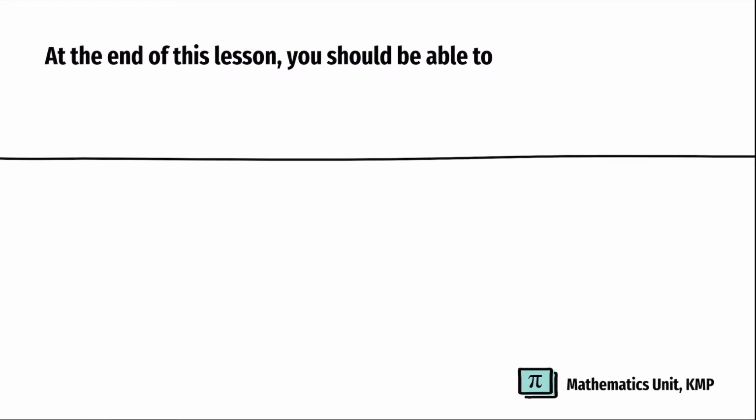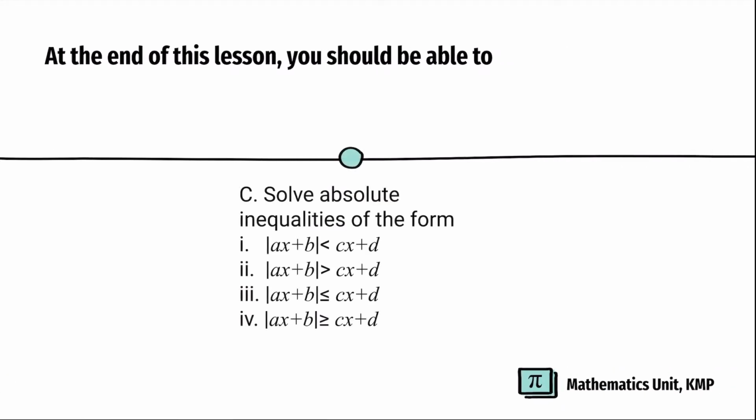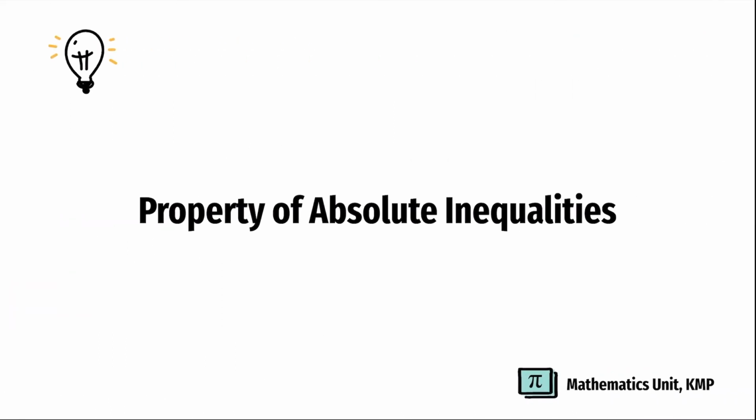At the end of this lesson, you should be able to solve absolute inequalities of the form. There are 4 forms that we're going to learn, which is absolute value of ax plus b that involves 1, 2, 3, 4 inequality symbol. Before we start, let's take a look at the property of absolute inequalities.